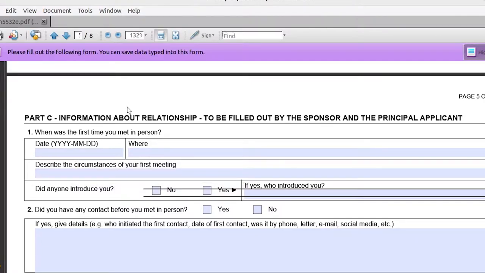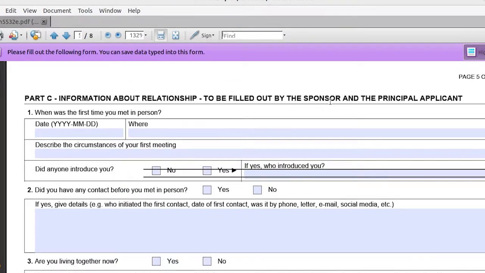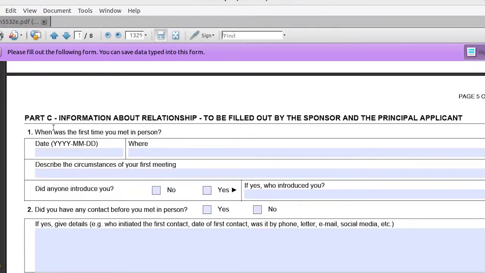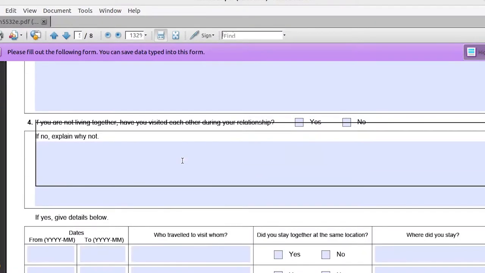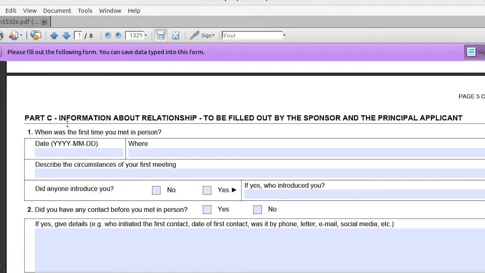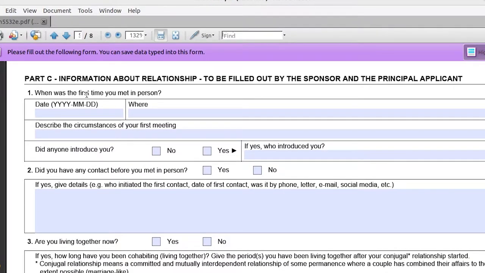Alright, so we are on part C, information about relationship, to be filled out by the sponsor and the principal applicant. As I already mentioned in the previous video, this section is very crucial, and both the sponsor and the principal applicant should fill this form. This is the longest and lengthiest form, which is part C. So we are going to fill this form.